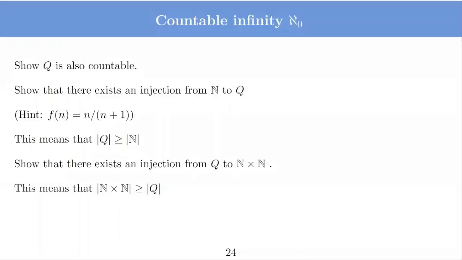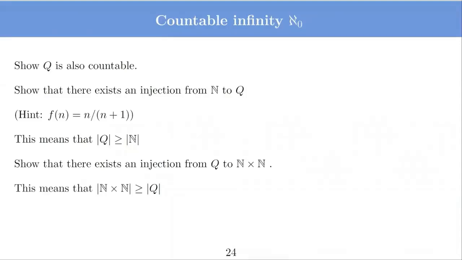Now let's come back to one more example. We say Q is also countable. So what is Q? Q is the set of rational numbers, and somehow Q is a subset of N cross N, right? Because rational numbers can be written as a pair of numerator and denominator, right? So for example, 1 by 2 is nothing but 1 comma 2.